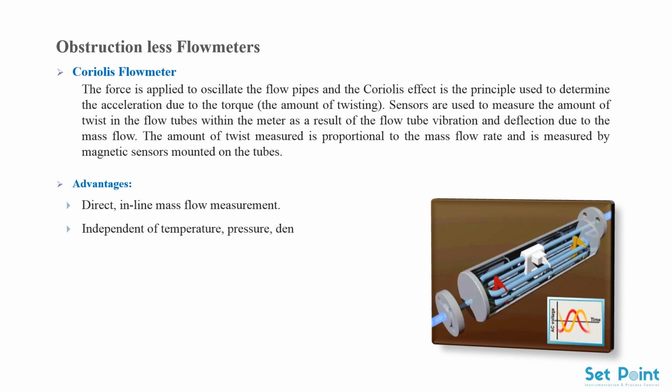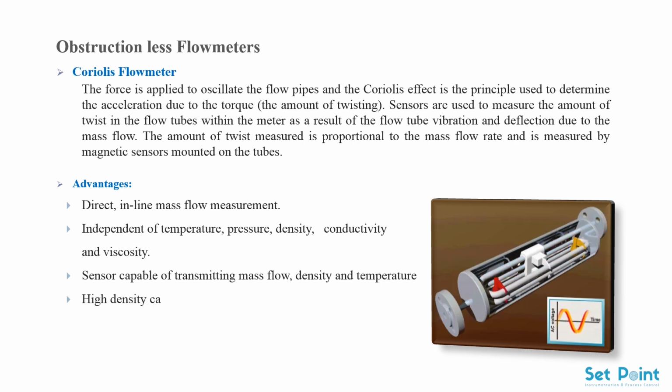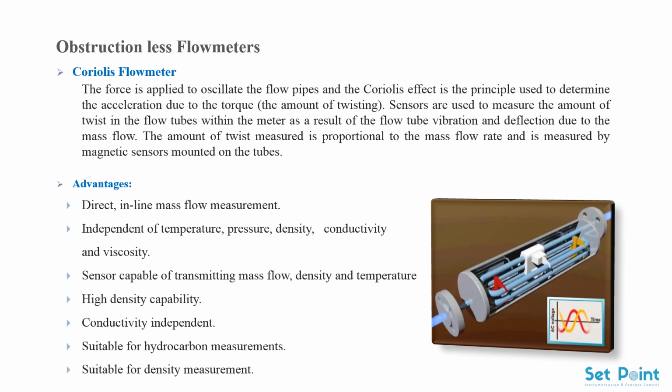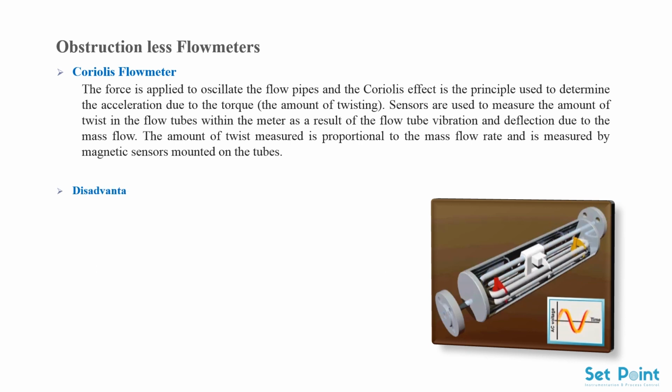Advantages. Direct, inline mass flow measurement. Independent of temperature, pressure, density, conductivity and viscosity. Sensor capable of transmitting mass flow, density and temperature. High density capability. Conductivity independent. Suitable for hydrocarbon measurements. Suitable for density measurement. Disadvantages. Expensive. Affected by vibration. Installation costs. Adjustment of 0 point.